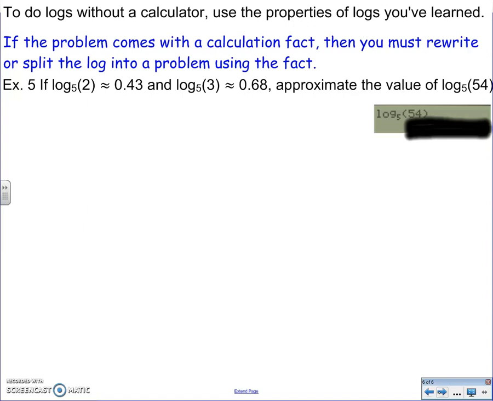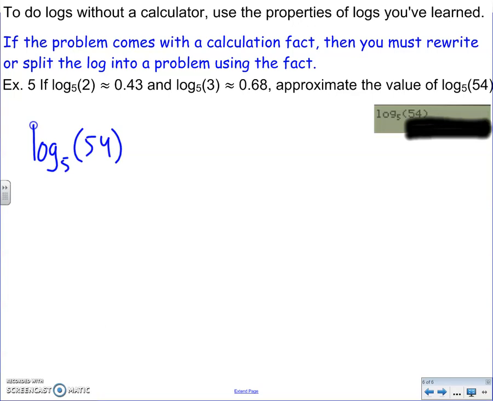Alright, so if the problem comes with a calculation fact, which this one does, you must rewrite or split the log into a problem using the facts. So it says if log base 5 of 2 is about 0.43, and log base 5 of 3 is about 0.68, approximating the value of log base 5 of 54. So again, I have no calculator, and there's no way I can do what I did the last one. I can't change 54 into 5 to some power.